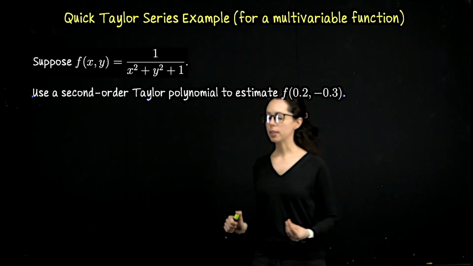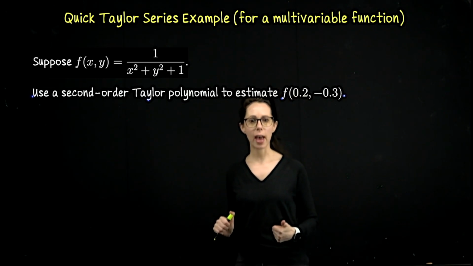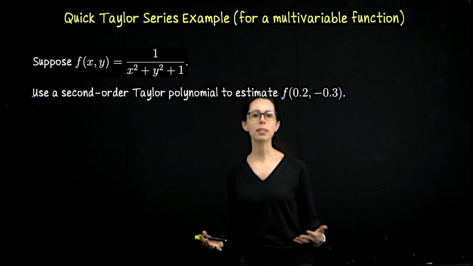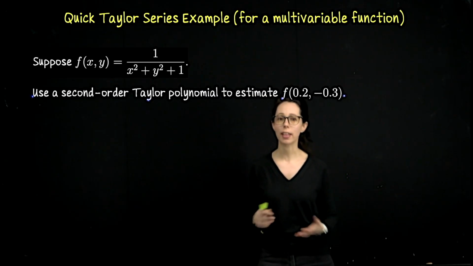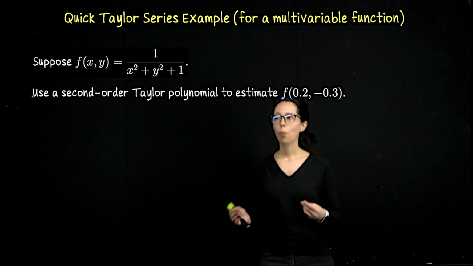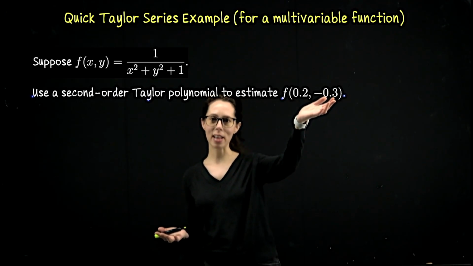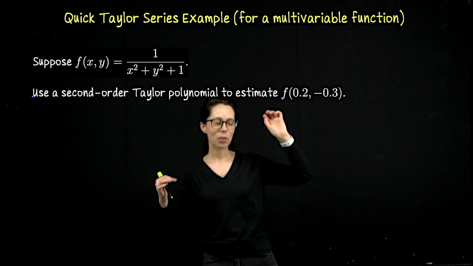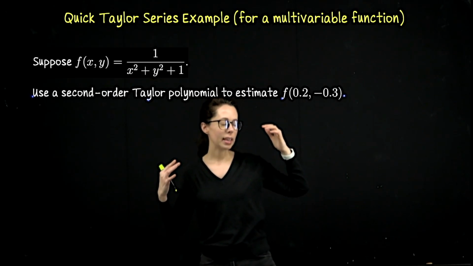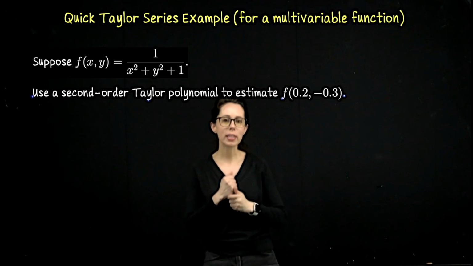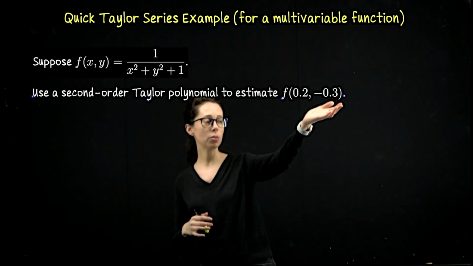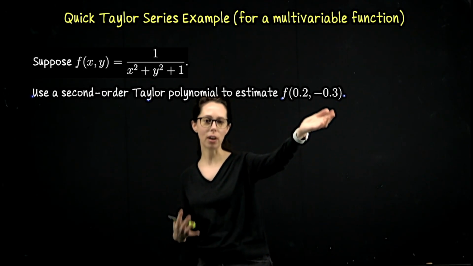Okay, so what do I need for T sub 2? I need to evaluate the function at some kind of center point, and then I need to do the gradient and the Hessian at the same center. What center should we use? Well, if you look at what we're trying to estimate here, you have to think like, is there some point in the domain near this point where I can easily evaluate my function?